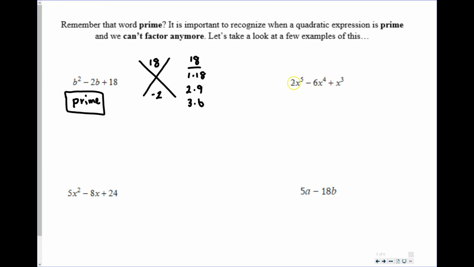For this second one, I notice they do have a GCF. I always check for that first. So this can be factored a little bit. I'm going to take out this x cubed. I'm left with, oh, I don't know why my pen just changed color. That was weird. Okay. I'm left with 2x squared minus 6x plus 1.